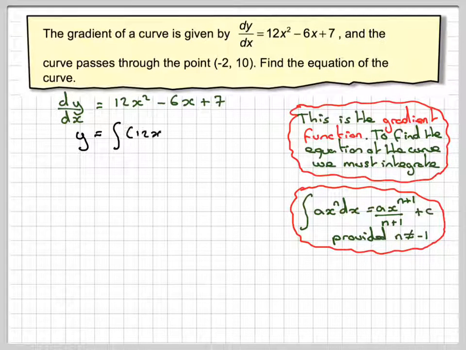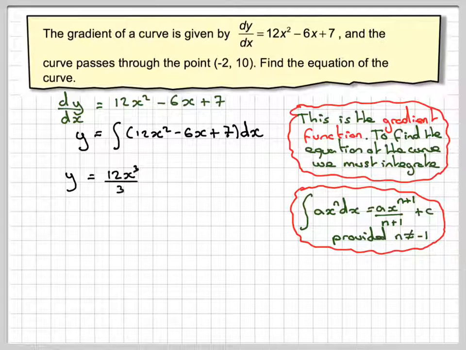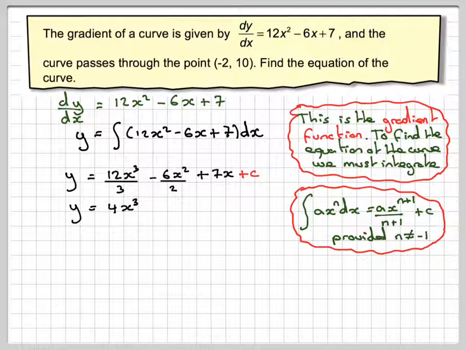So setting up the integral, y will be the integral of 12x squared minus 6x plus 7 dx, integrating term by term, applying this formula to each of these terms. So it's going to be 12x cubed divided by the new power 3, minus 6x squared divided by 2, and if you integrate a constant, you get a 7x. And then we add a constant of integration. Simplifying that, we get y is equal to 4x cubed minus 3x squared plus 7x plus c.